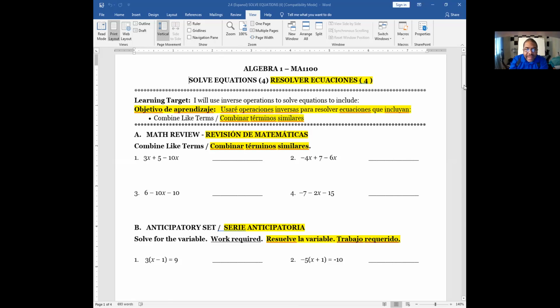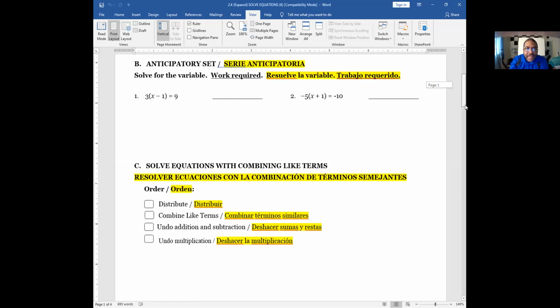Let's move on to the anticipatory set. All right. We're going to figure out how we can solve for the variable. So what's the variable here? The variable is x. So we want to solve for x. We want to find out what x is. And in this case, at number 2, the variable is x again. So we want to find out what x is. So let's solve for this variable.